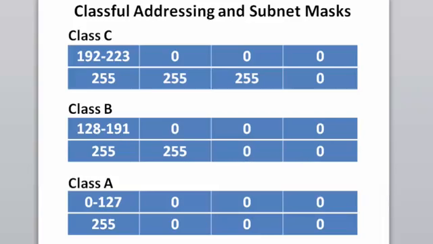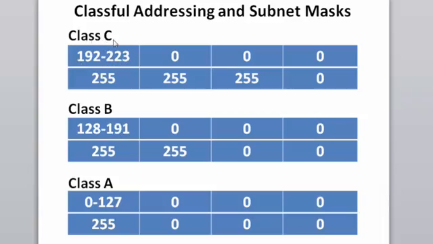255.255.0.0. For a Class A IP address and network, the first octet address number would need to be a number between 0 and 127, and the subnet mask 255.0.0.0. Now you might ask yourself, why these specific numbers, 0 to 127 for Class A, 128 to 191 for Class B, and 192 to 223 for Class C?